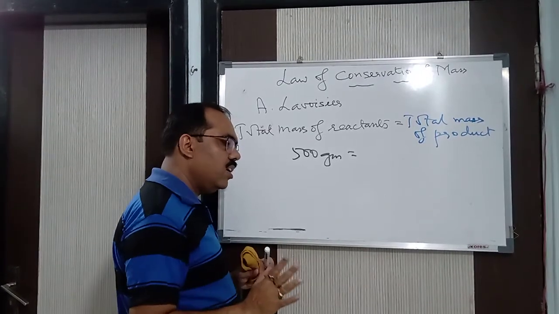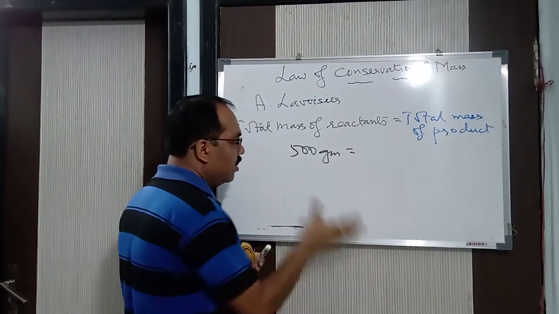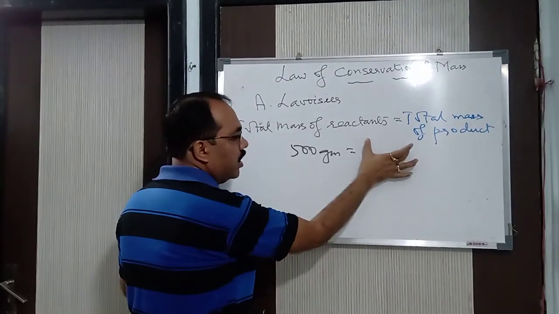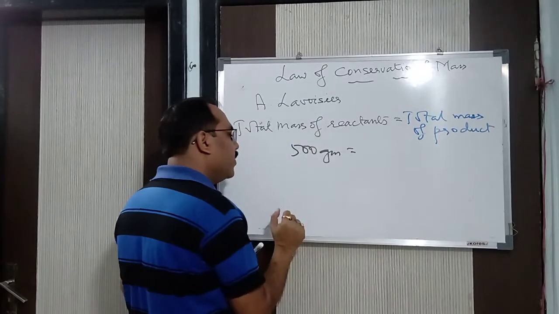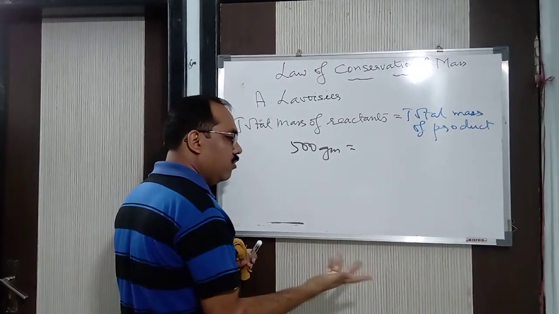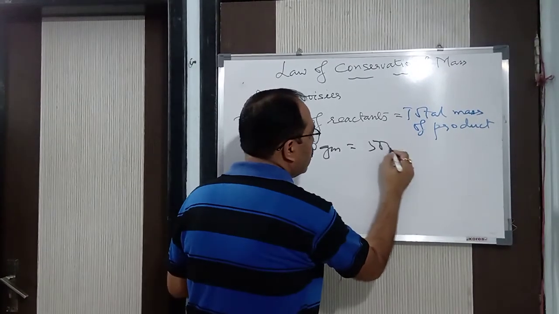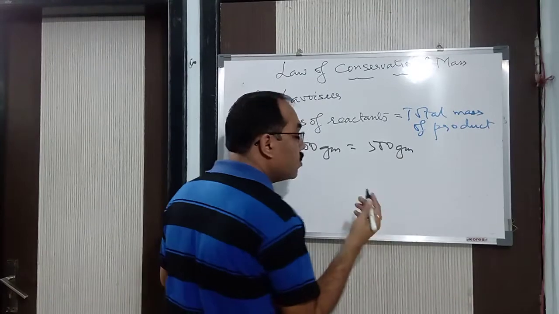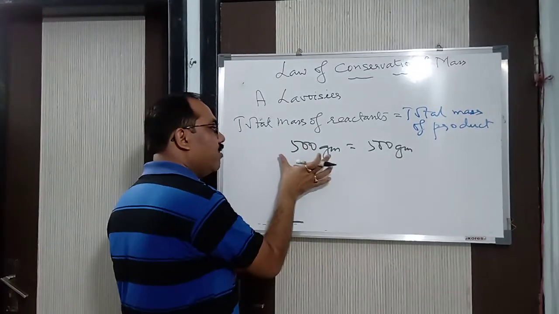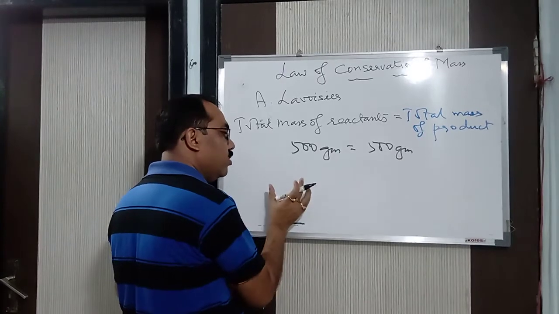After some time you see that the ice melts to form water. Got it? It's a physical change. Ice was the reactant, and you got the product as water. Now you reweigh the water. What you will see? The weight now also comes to be the same, 500 gram. So what does it mean? The total weight before the reaction is equal to the total weight of the product at the end of the reaction.